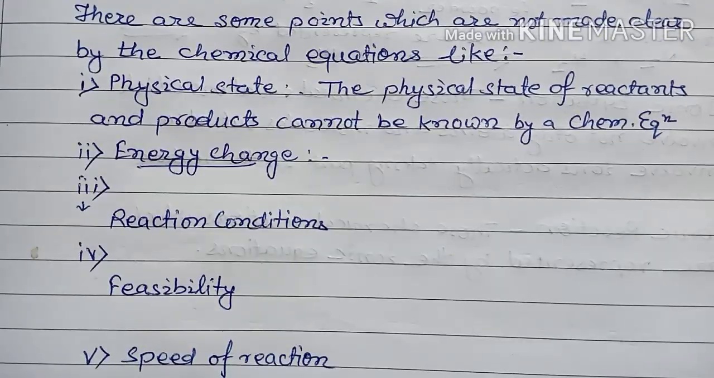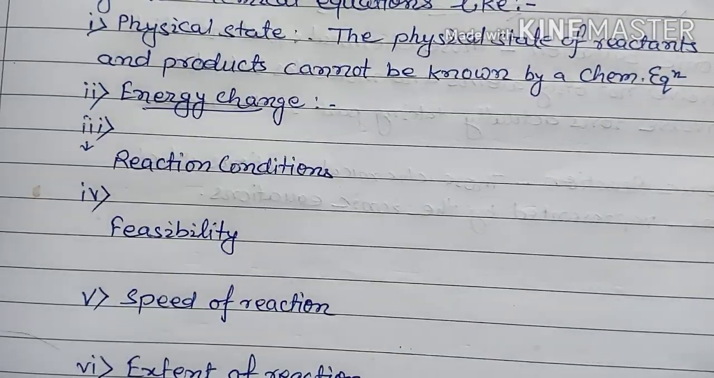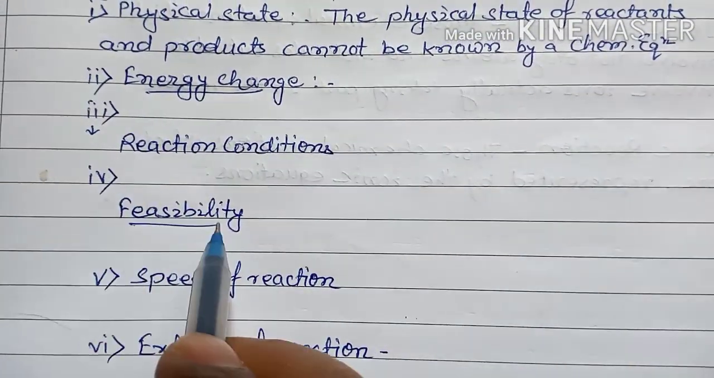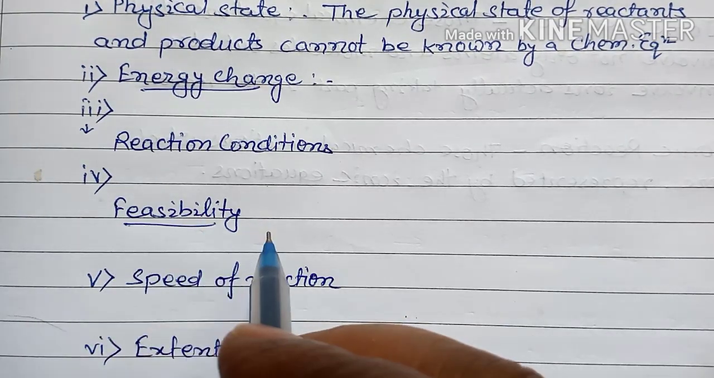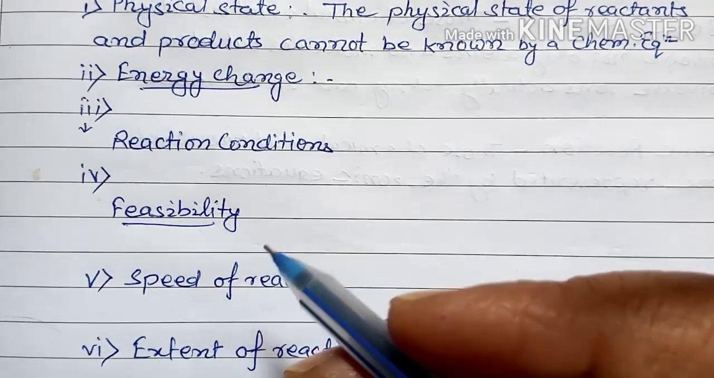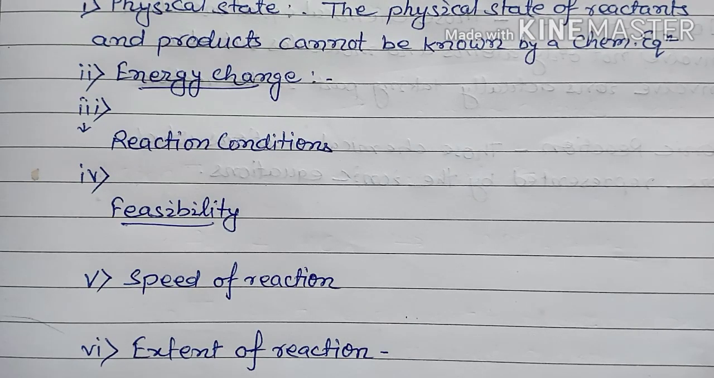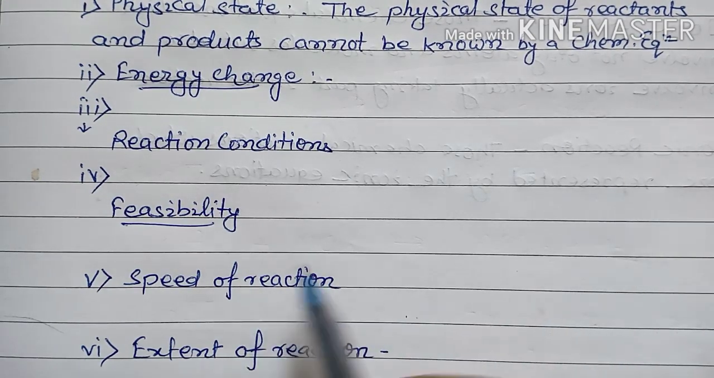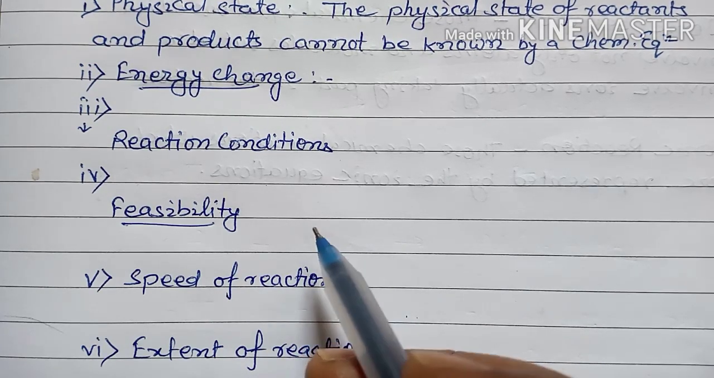Next is reaction conditions. No information is given about the temperature and pressure conditions of a particular reaction. Next is feasibility. The word is from feasible, meaning possible. That means whether the reaction is possible or not. So there is no information about the feasibility of a chemical reaction.